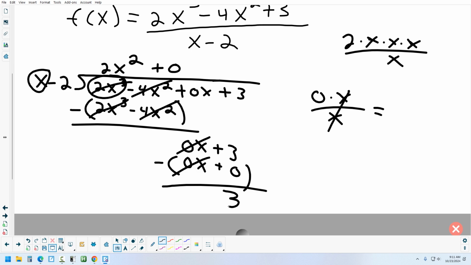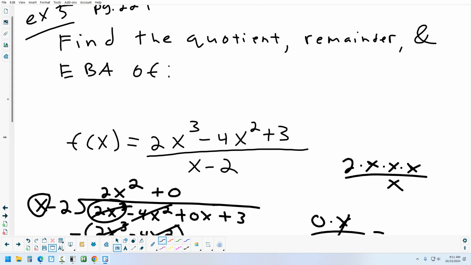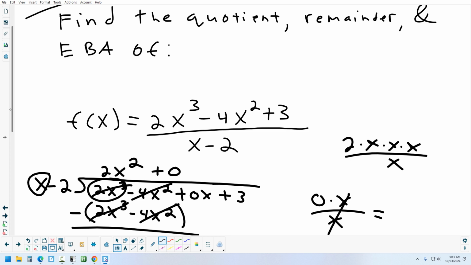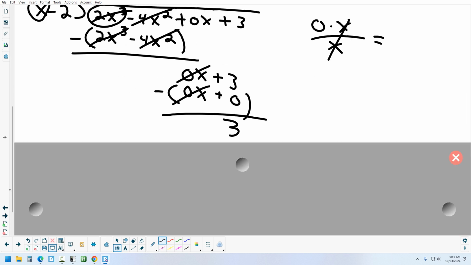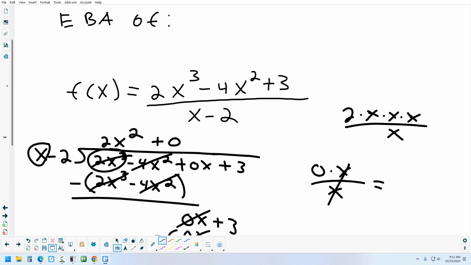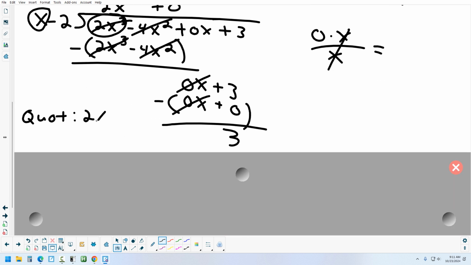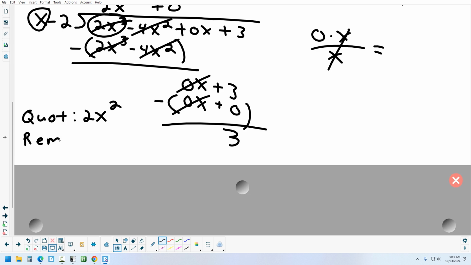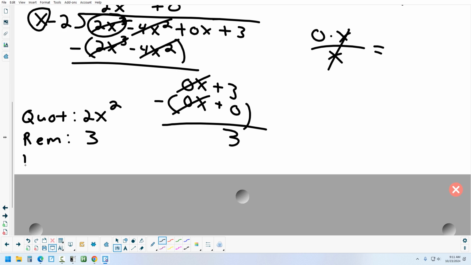We could have stopped because we don't care about the remainder. Well, actually, did they want the remainder? Oh, they did, yeah. Okay. That's okay, because we still have it. So, what is my quotient? 2x squared. Don't put plus 0. What's my remainder? 3.